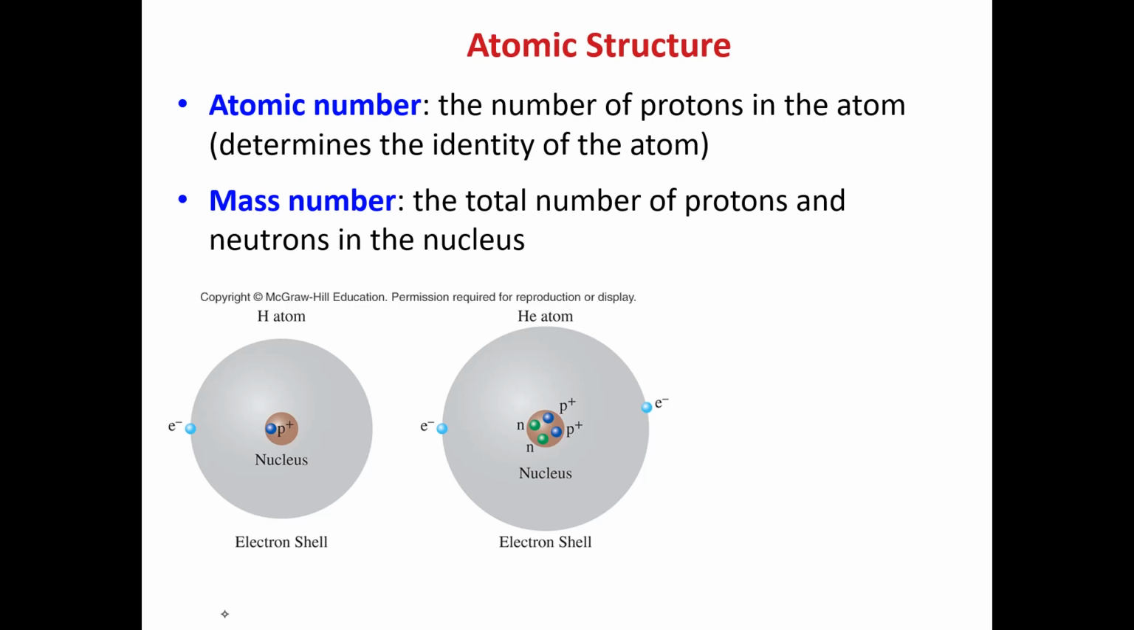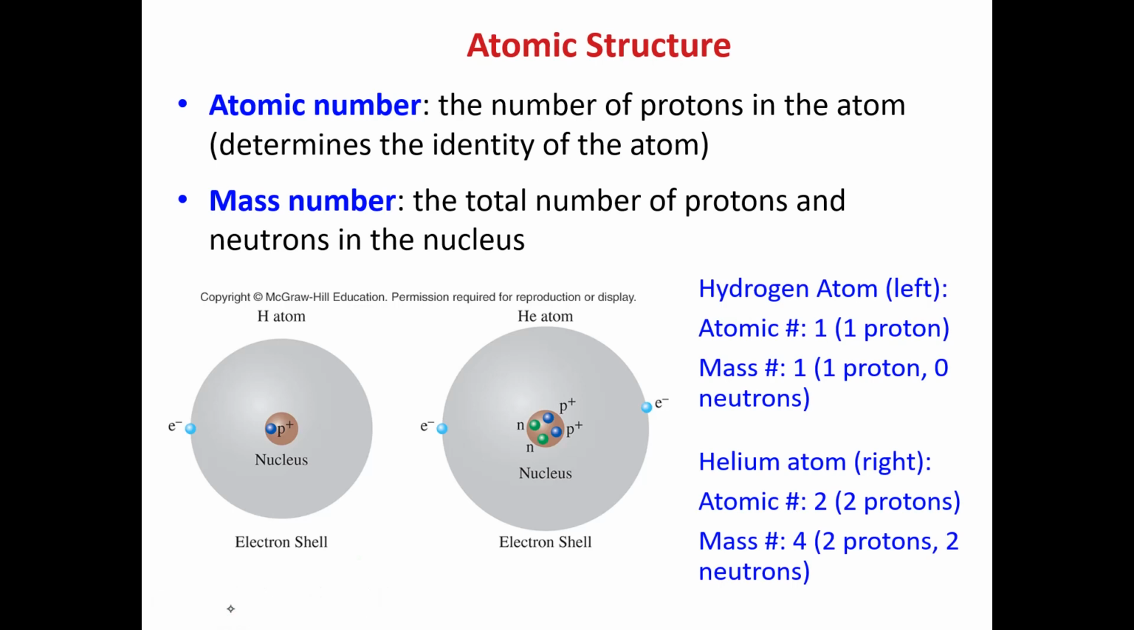The mass number is the total number of protons and neutrons in the nucleus. So if we add together protons plus neutrons, we have mass number.